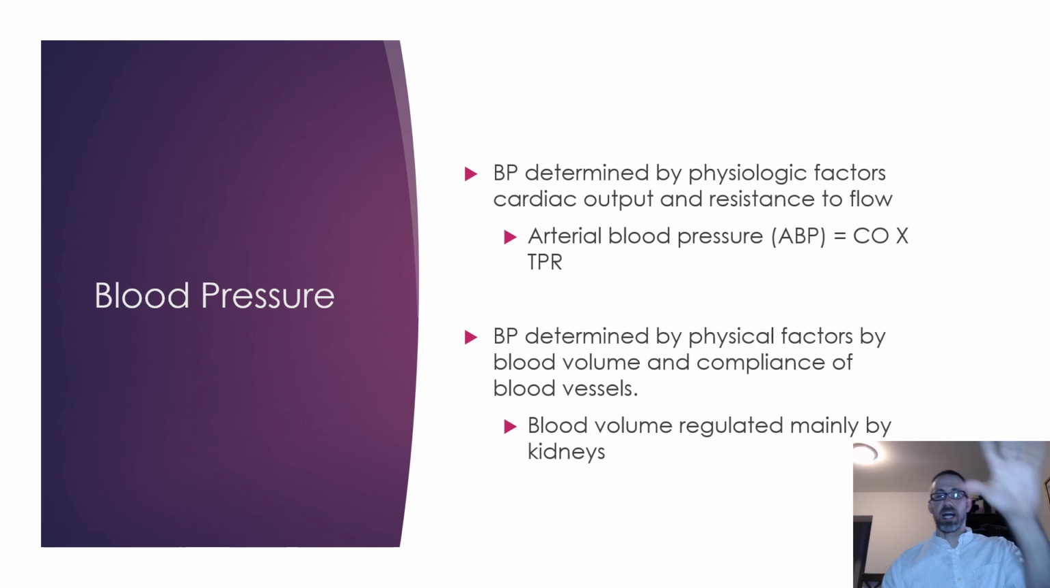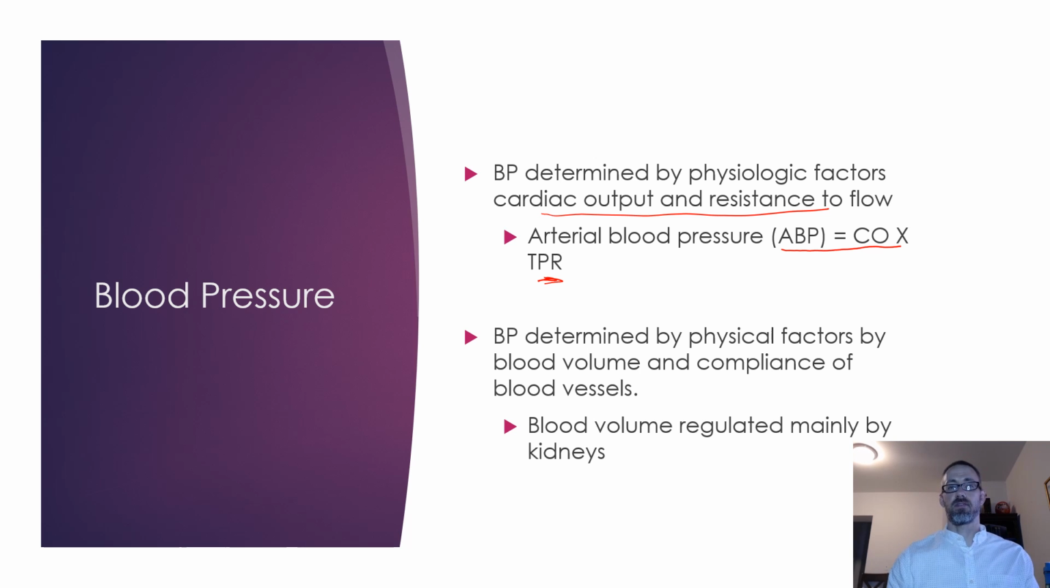So now let's put this in context of our blood pressure. I've alluded to this already in the earlier slides, but blood pressure is determined by physiologic factors of cardiac output and resistance. And in fact, this is the formula: arterial blood pressure equals cardiac output times the total peripheral resistance. We've already talked about cardiac output. Cardiac output is influenced by heart rate and stroke volume. Cardiac output and the total peripheral resistance are going to equal our arterial blood pressure.